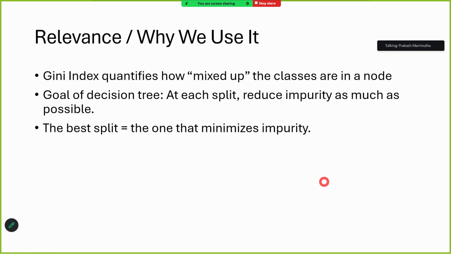What is the relevance of this impurity? At each split, we are trying to reduce the impurity. That means we are trying to take a decision. Only when the impurity is very low can we take the decision easily and confidently. That's the idea. I told you the data set is going to be split into smaller splits. First, we have to find the best split which minimizes the impurity.